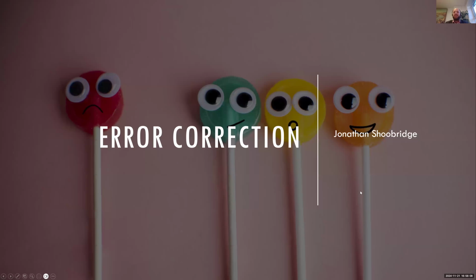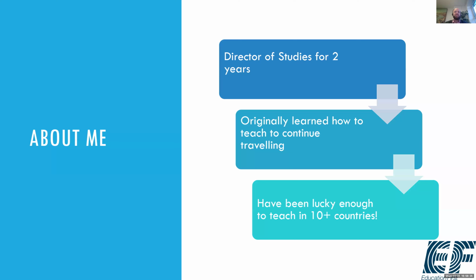So I am the Director of Studies at EF London. We are on a lovely campus in the middle of London, and we see a range of different students from many different age groups and many different nationalities. So I really have seen a lot of students, and a lot of students have reacted in very different ways to error correction. So I hope to talk to you about that today.